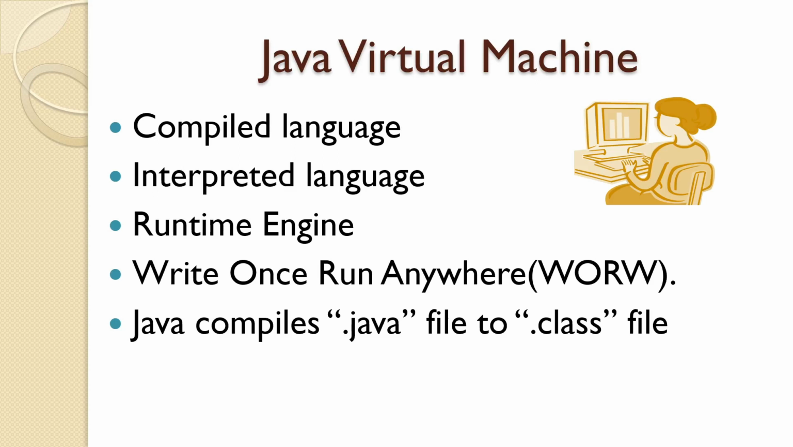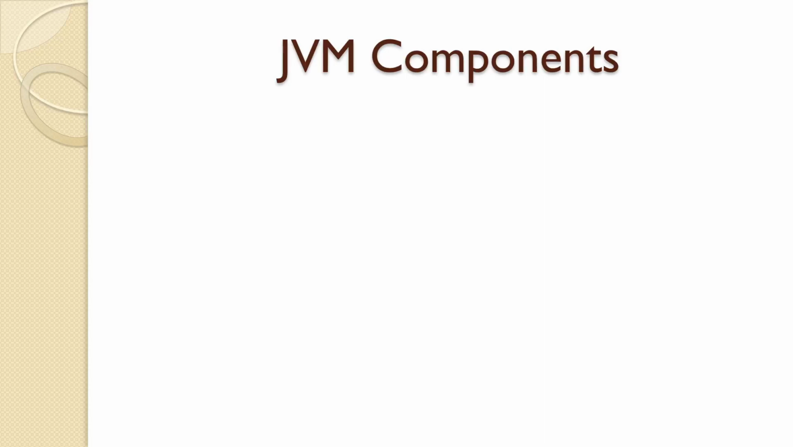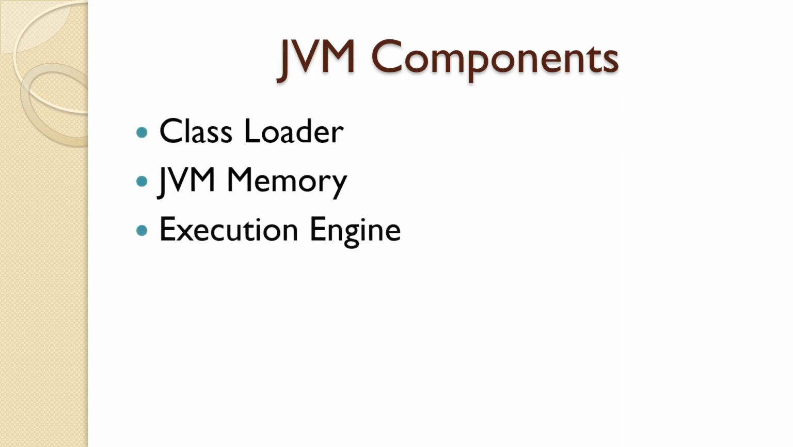Now let's understand how it really works in the JVM architecture. In the JVM architecture, you can see the class loader, JVM memory and execution engine. JVM consists of three different components called the class loader, JVM memory and execution engine. Let's see the role of each of these components in detail.